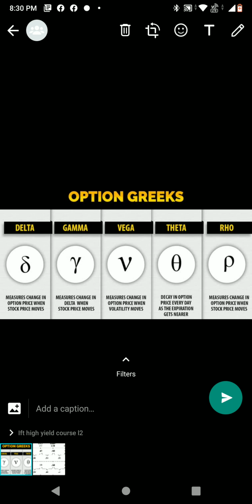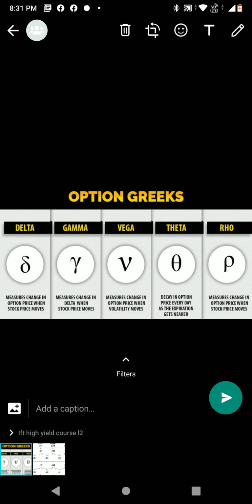Coming to delta: we call it delta for options as an asset class, and for fixed income we call it duration. So what does delta convey? Delta measures how much the option price will change for a $1 move in the underlying.